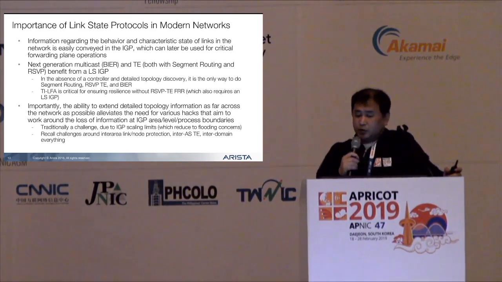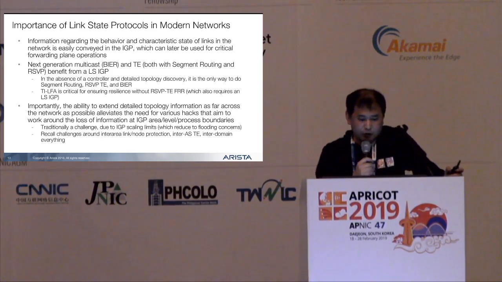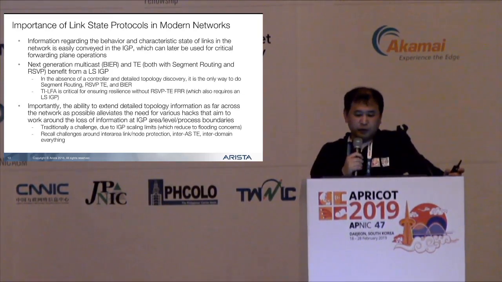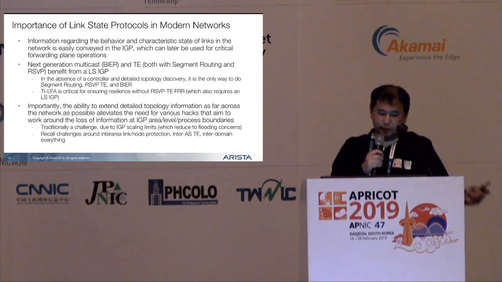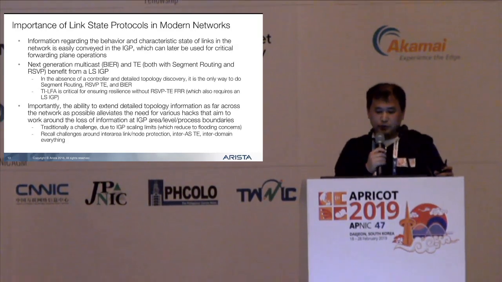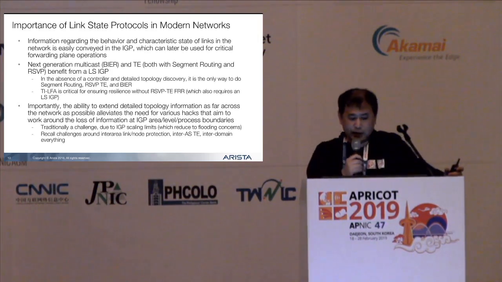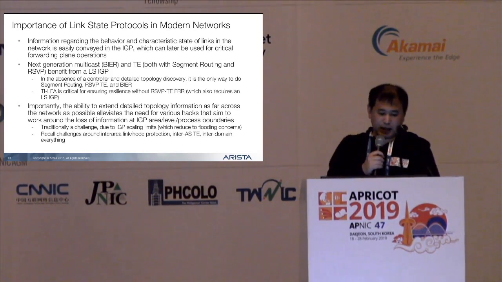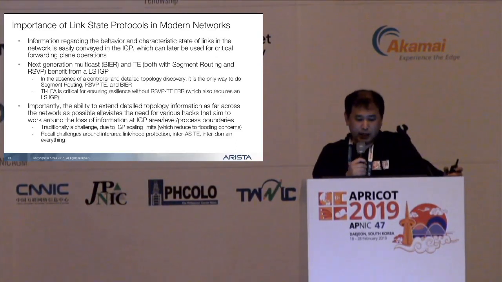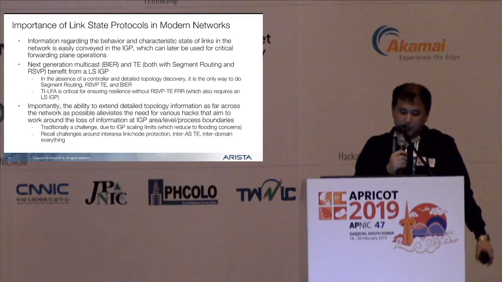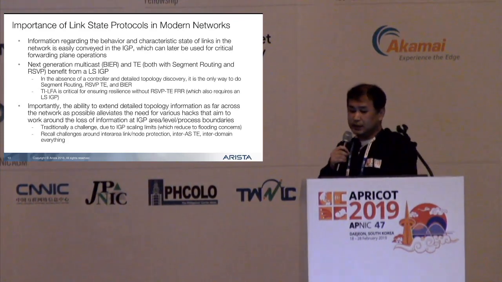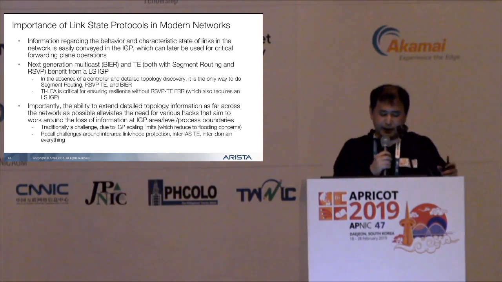Importantly, over the link state protocol in modern networks, information regarding the behavior and the characteristic state of the links in the network is easily conveyed into the IGP, which can later be used for critical forwarding plane operations like next-generation multicast, BIER, and traffic engineering, both segment routing and RSVP. There are benefits from link state IGP. In the absence of a controller and detailed topology discovery, it is the only way to do segment routing, RSVP-TE, and BIER. TI-LFA, topology independent loop-free alternate, is critical for ensuring resilience without RSVP-TE FRR, which also requires a link state IGP.